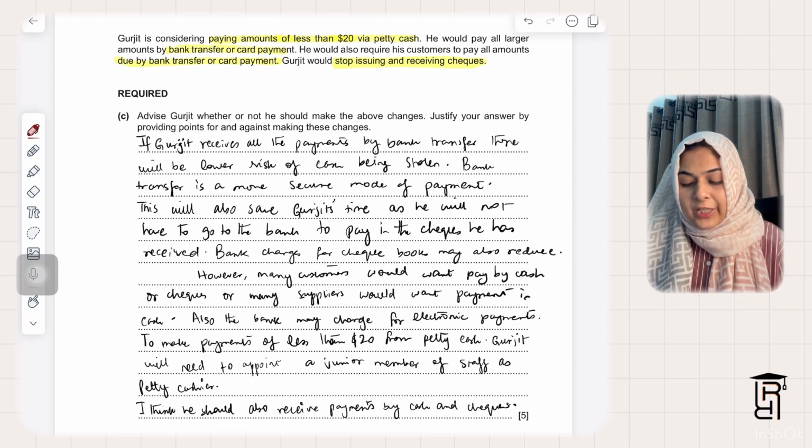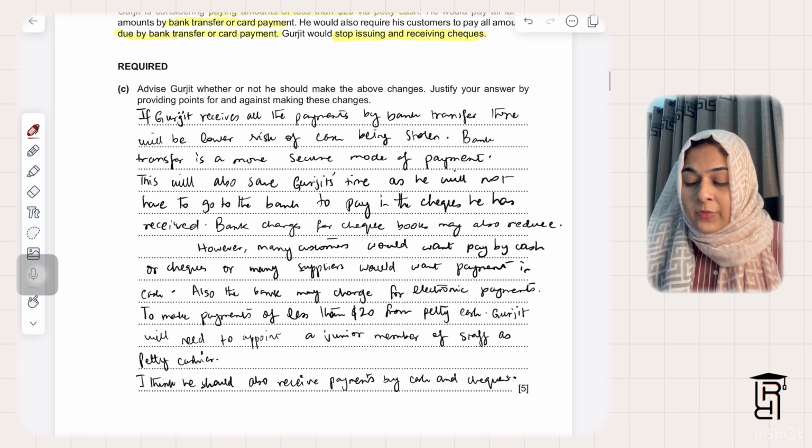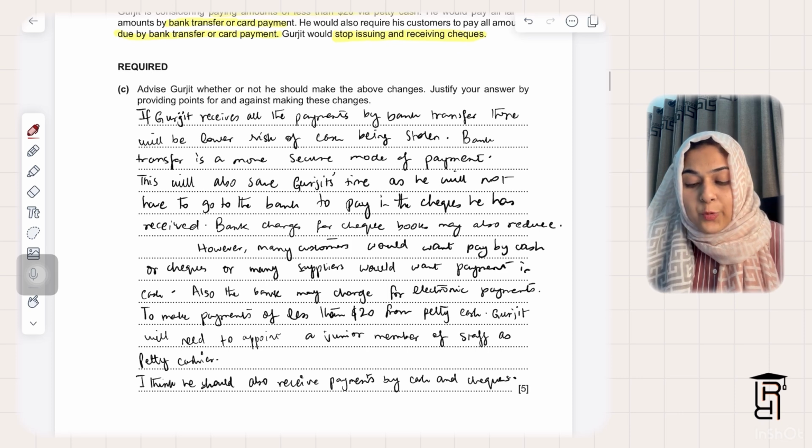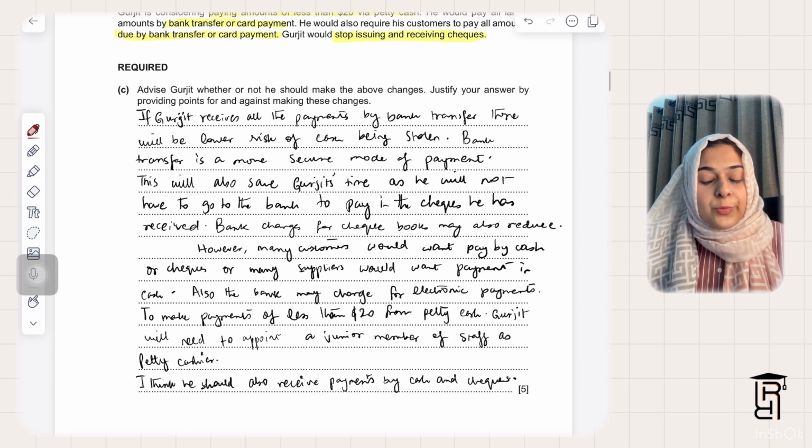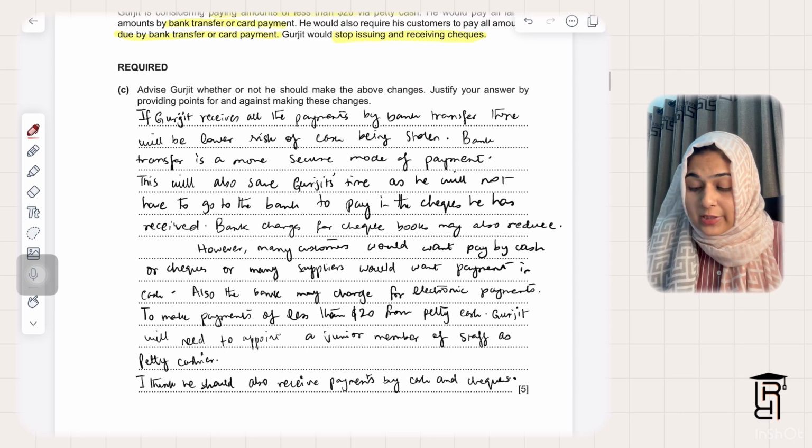So what we need to do here is consider the proposal that they have given you in the statement above the question, by providing two advantages and two disadvantages, or points for this proposal and points against this proposal that they have given in this question. So I have written this answer for you guys already.